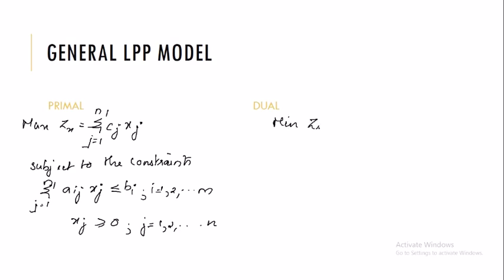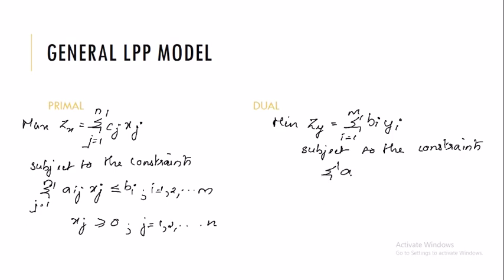Minimize Zy is equal to summation i is equal to 1 to m biyi, subject to the constraints summation aji yi less than or equal to cj, i is equal to 1 to m, j is equal to 1 to n, yi greater than or equal to 0, i is equal to 1 to etc. up to m.